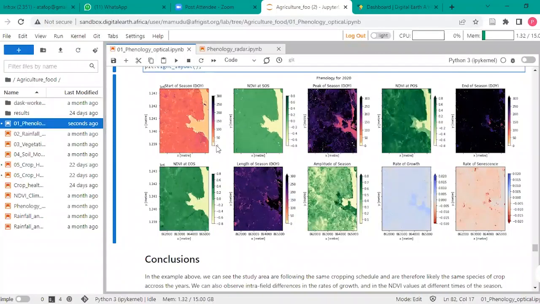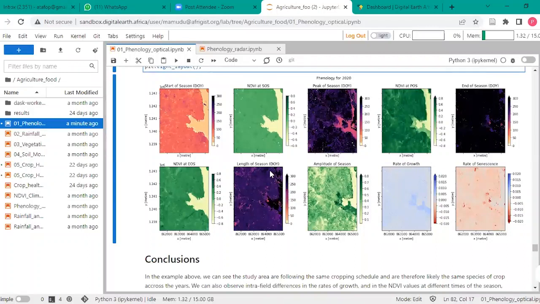Now, this shows us what day of the year the seasons began. For most parts of this area, you see that the start of season was somewhere between the 50th day and the 100th day of the year. The peak of season in most areas was between 150 and 200 days in the year. Well, mostly between maybe 200 to 250. And the end of seasons were mostly from 250 to 300 days of the year. So you could see that given there.